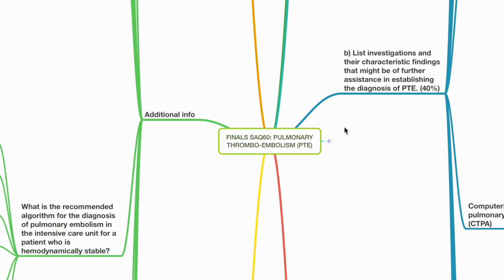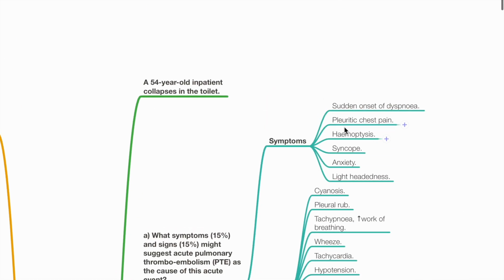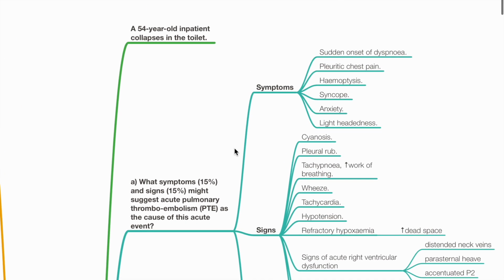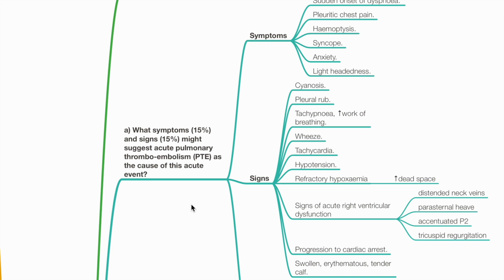Finals SAQ 60, Pulmonary Thromboembolism. A 54-year-old inpatient collapses in the toilet. A. What symptoms and signs might suggest an acute pulmonary thromboembolism as the cause of this acute event?